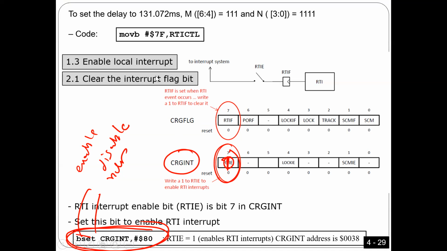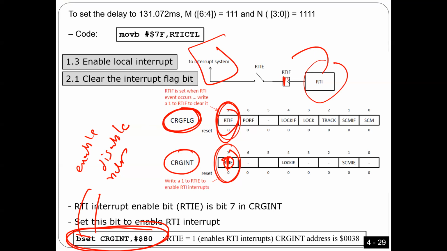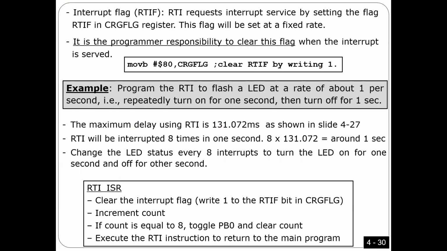Number two, where is the interrupt flag bit? The interrupt flag bit here is in a different register. This is bit number 7. So when RTI triggers an interrupt, it puts 1 here, and then in the interrupt subroutine you have to put 0. You have to clear it. Is that okay? So how can you clear it? You have to clear it by writing 1. Again, this is how it works. You have to clear it by writing 1. That means you have to use this instruction here.